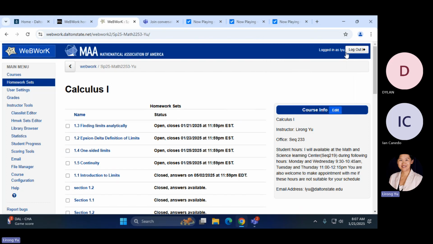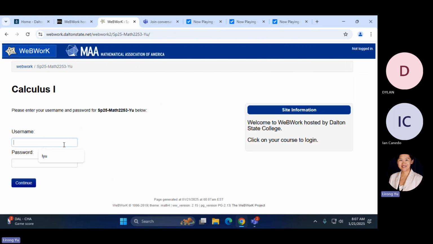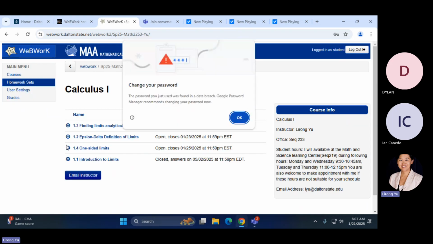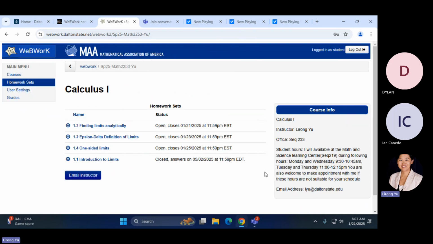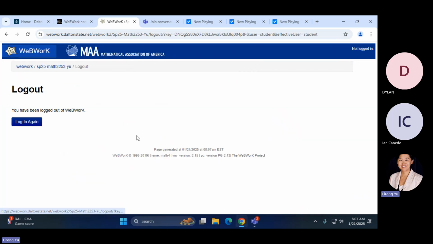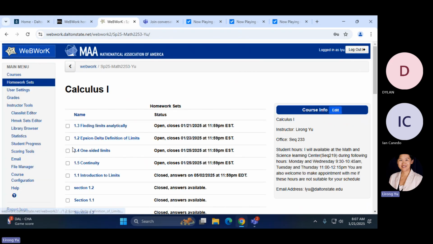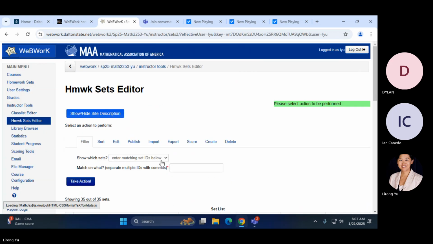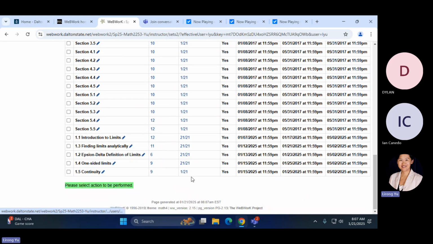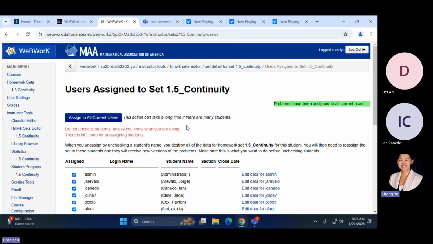I went to my instructor account. Maybe I should try from the student side. I made a fake student account to see what it shows on the student side. And that shows that I forgot to assign 1.5. Right, last week we did mention, we started continuity, but I forgot to assign it.